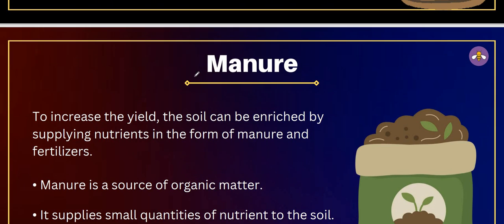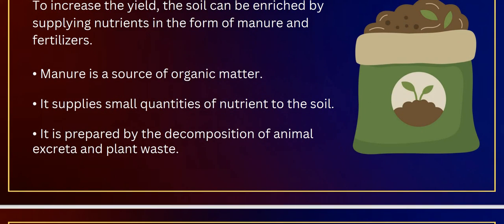Manure is a natural fertilizer that supplies nutrients to plants to enrich their quality. Manure is a source of organic matter. Whatever the organic matter is there, it is the source of that. It is made up of organic matter. It supplies small quantities of nutrients to soil. It is prepared by decomposition of animal excreta and plant waste.